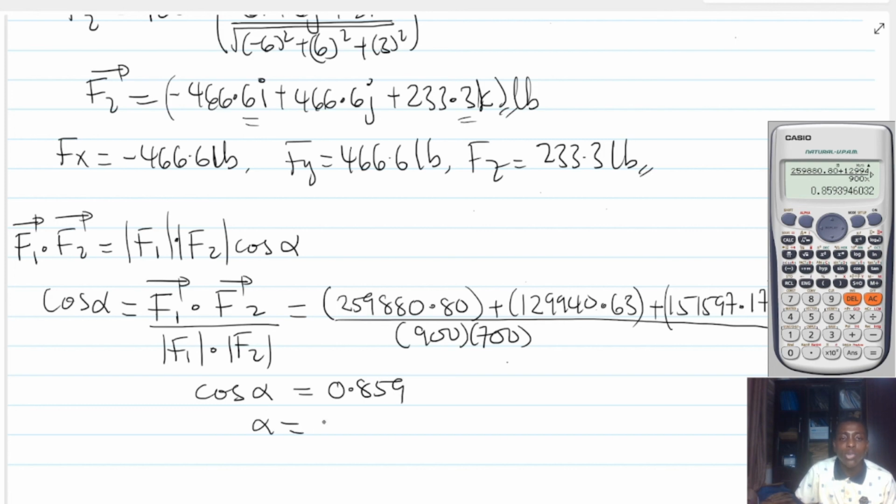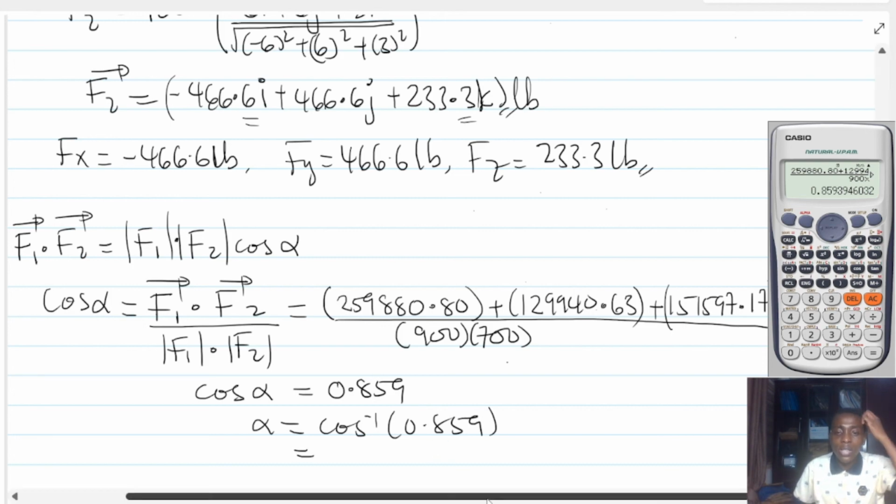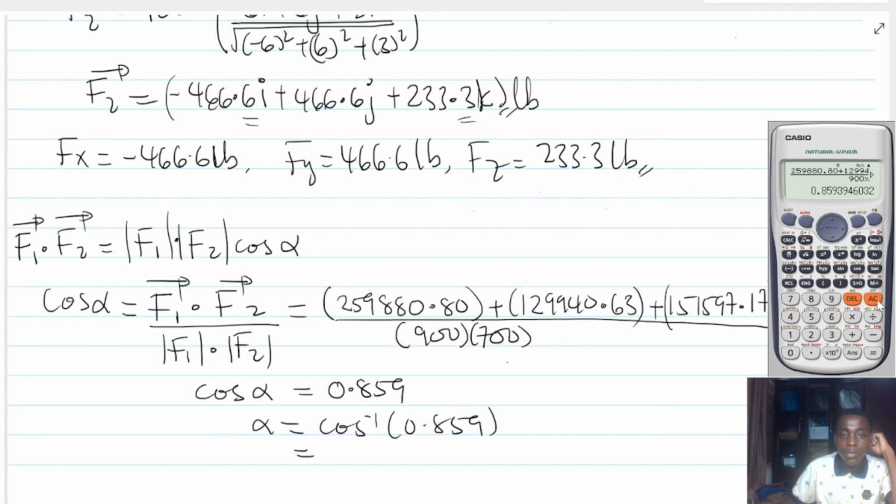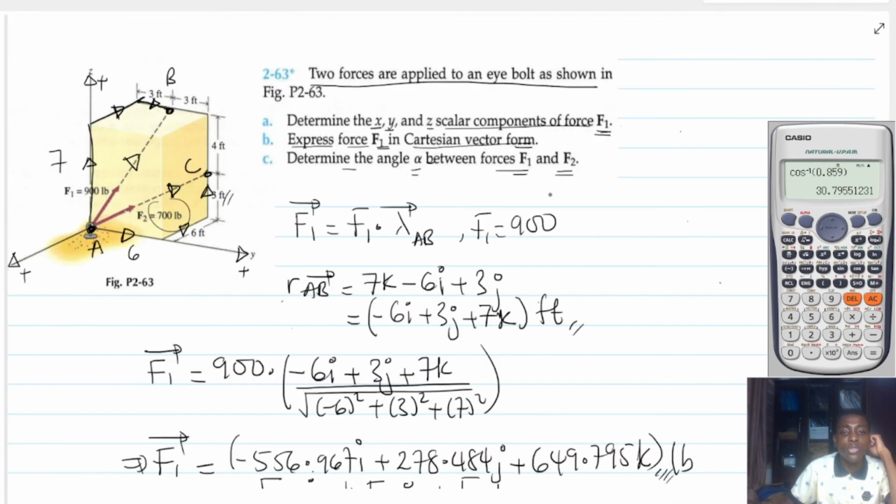And so alpha is going to be cosine inverse of 0.859. And what is that? If I take the cosine inverse of 0.859, I'm going to get 30.79, or let's say 30.8. So 30.8 degrees, and that is actually the angle between F1 and F2.